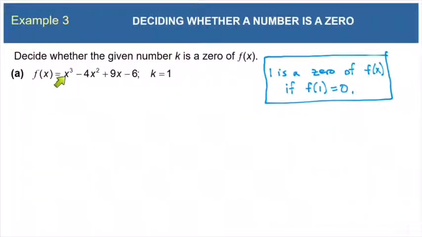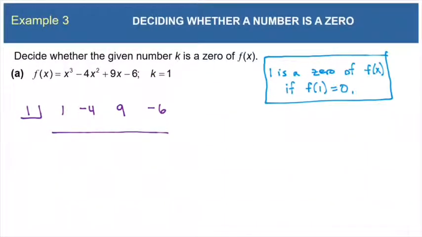So our coefficients are 1, -4, 9, -6. Here we have x to the third, x to the second, x, and then the constant. So we didn't need any 0 placeholders. We are trying to evaluate f of 1, so we'll put 1 in the box.